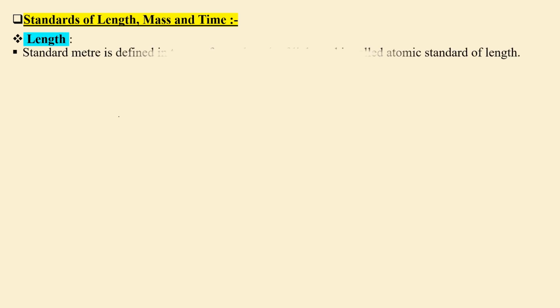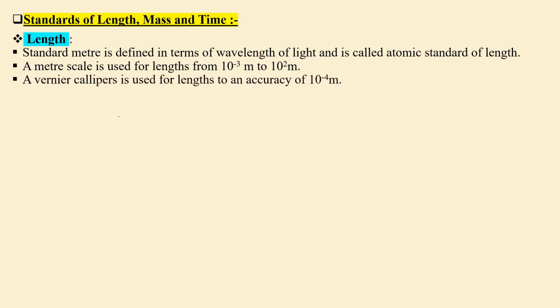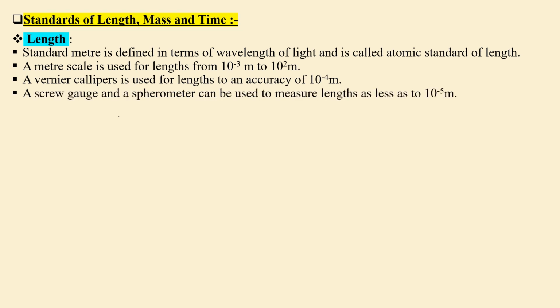Standards of length, mass and time. Length. The standard meter is defined in terms of the wavelength of light and is called the atomic standard of length. A meter scale is used for lengths from 10 to the power minus 3 meter to 10 to the power 2 meter. A vernier calipers is used for lengths to an accuracy of 10 to the power minus 4 meter.